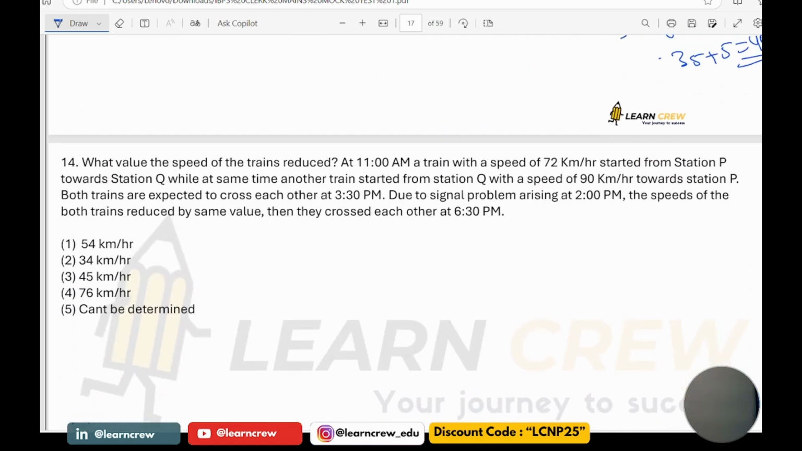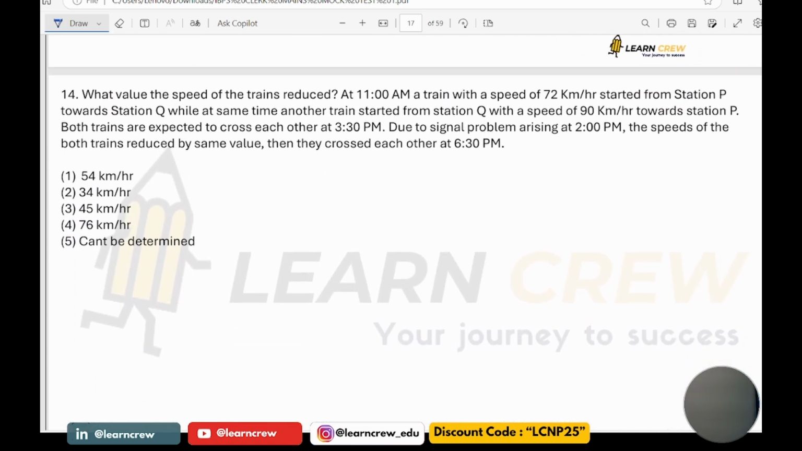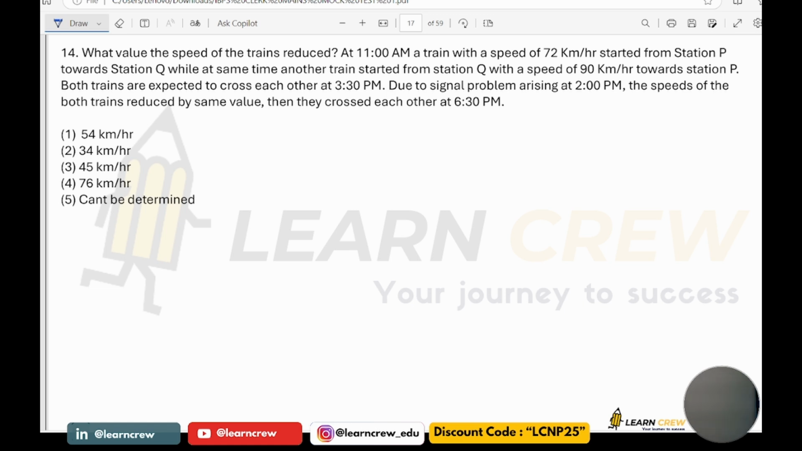Next, question number 14. What value were the speeds of the trains reduced by? At 11 a.m., a train with a speed of 72 km per hour started from station P towards Q, while at the same time another train started from Q with a speed of 90 km per hour towards P. Both trains are expected to cross each other at 3:30 p.m. Due to a signal problem arising at 2 p.m., the speeds of both trains were reduced by the same value. They then crossed each other at 6:30 p.m. So what is the speed the trains were reduced by?